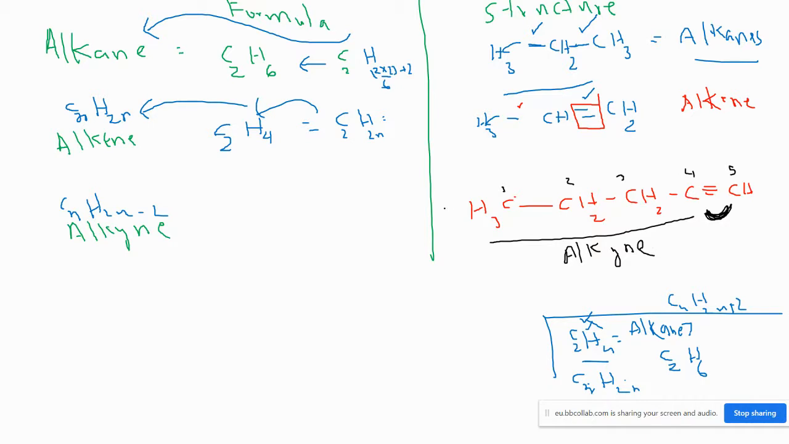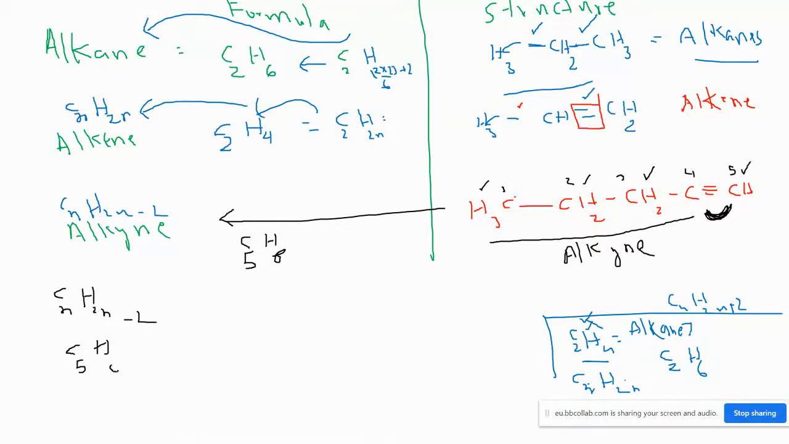Now I'm using the formula. Is it aligned with the formula? Let's see. How many carbon do we have? 5. How many hydrogen? 3 plus 2, 5, plus 2, 7, and plus 1, 8. So C5H8. Using the formula CnH2n-2: how many carbon? 5. Hydrogen how much? Double, 2n means 10. 10 minus 2 is 8. Same or not?